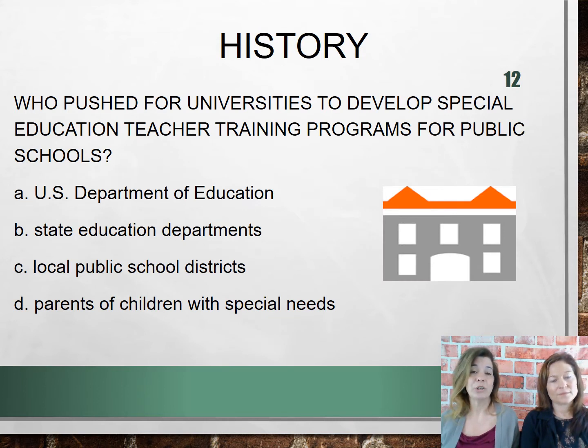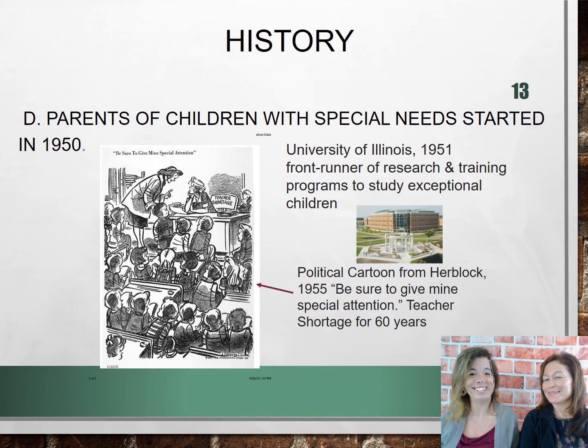So the next question, who pushed for universities to develop special education teacher training programs? Look at these options and see. I think by now you're probably seeing the trend here, right? Pattern. Yeah. The parents, of course, push for children with special needs to have teacher training programs. They were working as early as the 1950s for passage of laws that provided for training of teachers who worked with students, mostly who were deaf, hard of hearing, or had cognitive disability of some sort.